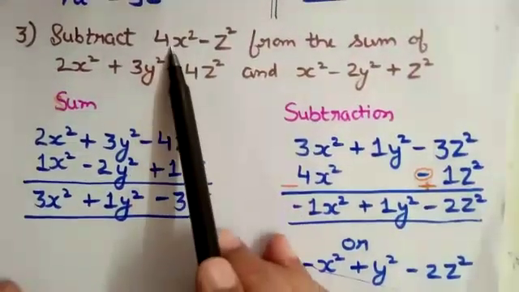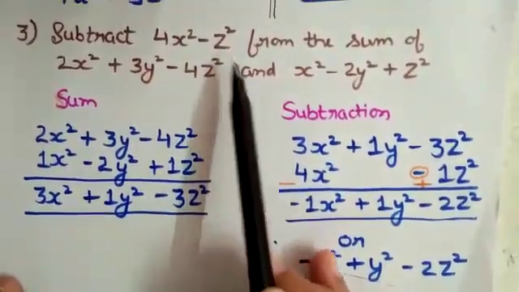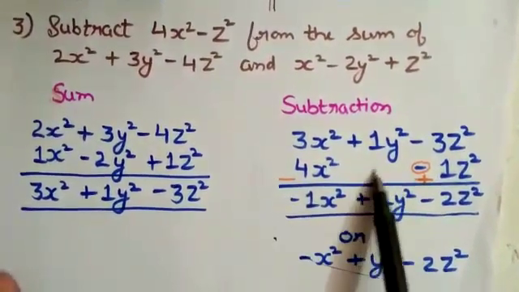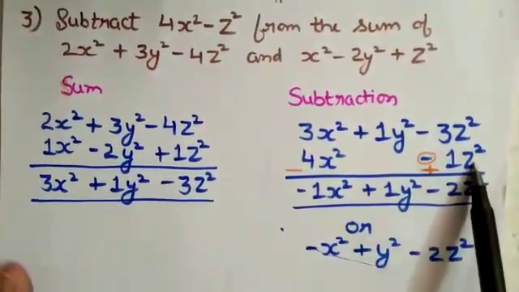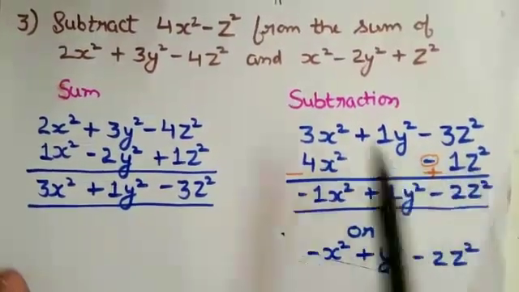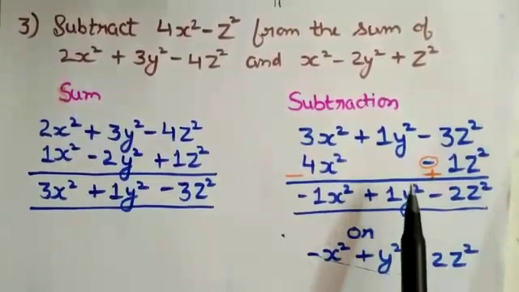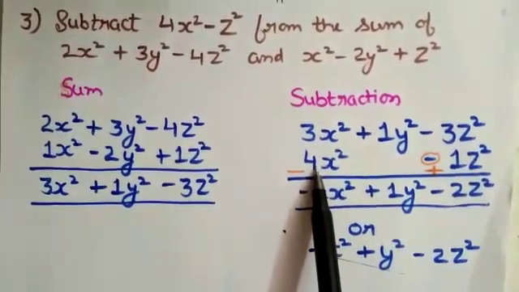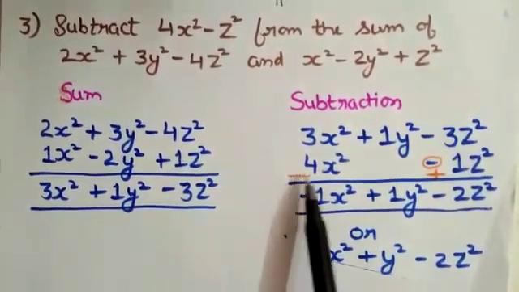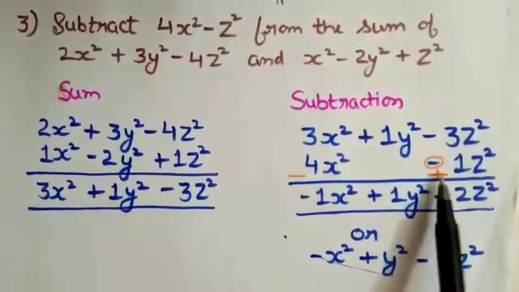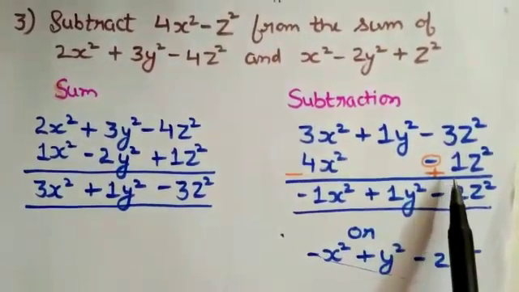Then this expression, 4x square minus z square. Here 4x square, we don't have any y term, so leave it blank. Then we have plus minus z square. Now for subtraction we know that we are changing the sign. So plus 4x square will become minus 4x square. This minus 1z square will become plus z square, and we will be using the changed sign.